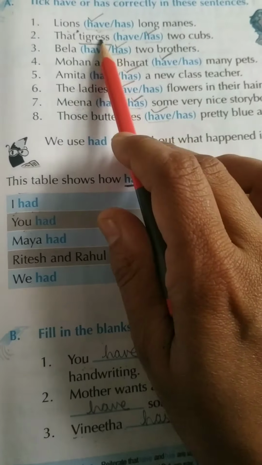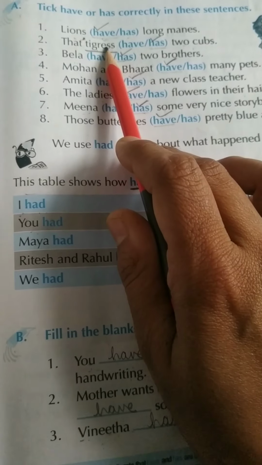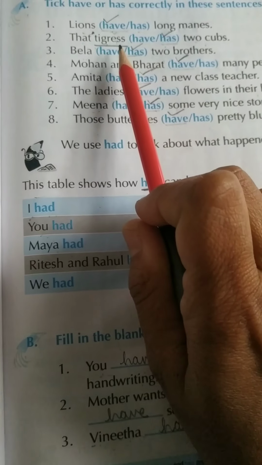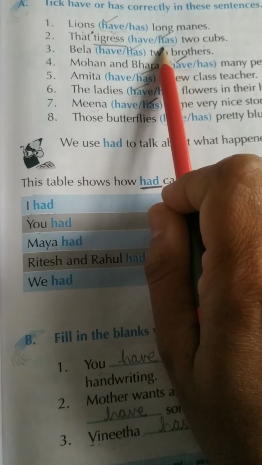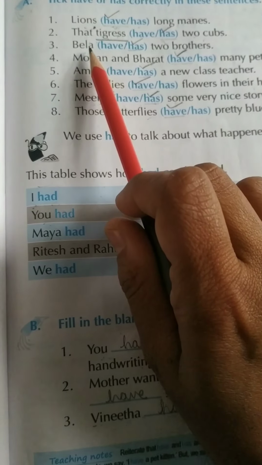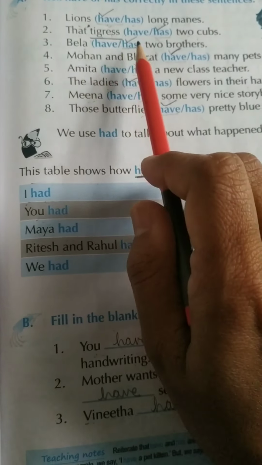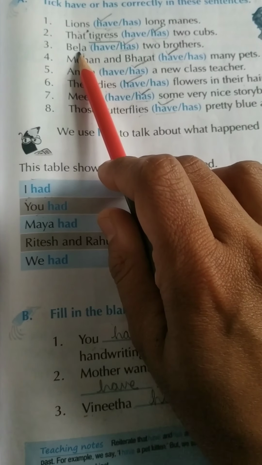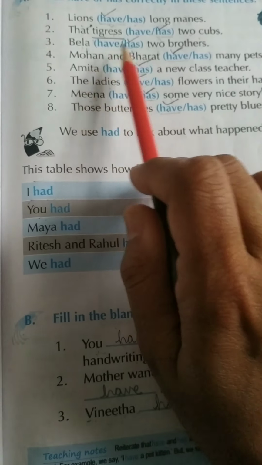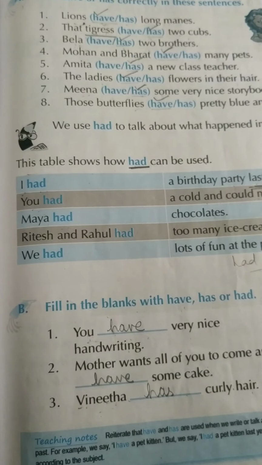Here tigress means singular. We talk about only one animal, one thing, one person, so we use has. So the correct option is has. That tigress has 2 cubs. Next, Bella dash 2 brothers. Bella has 2 brothers, because here we talk about a singular noun, and with a singular noun we use has. Is it clear, everyone? I hope you understand.